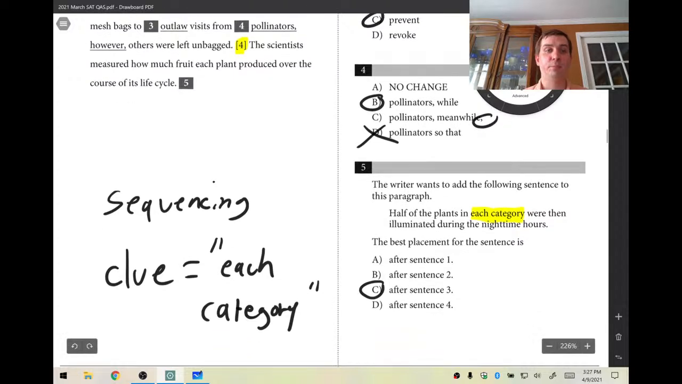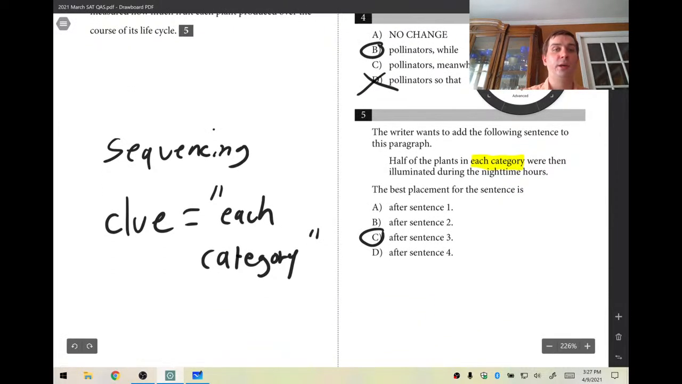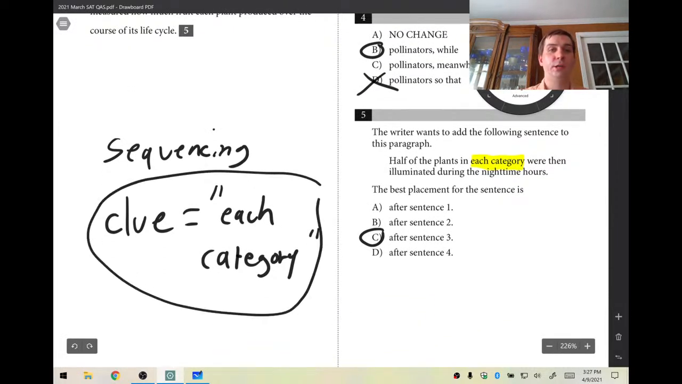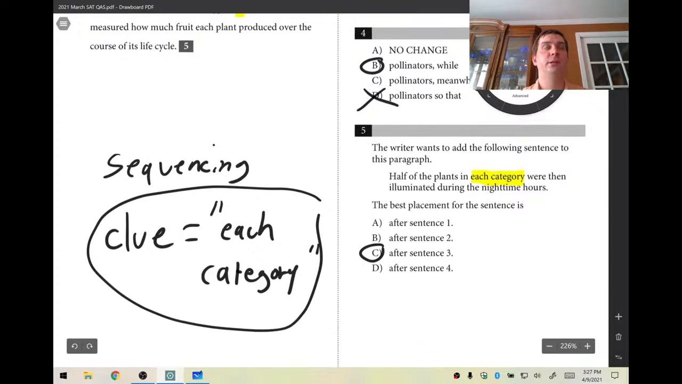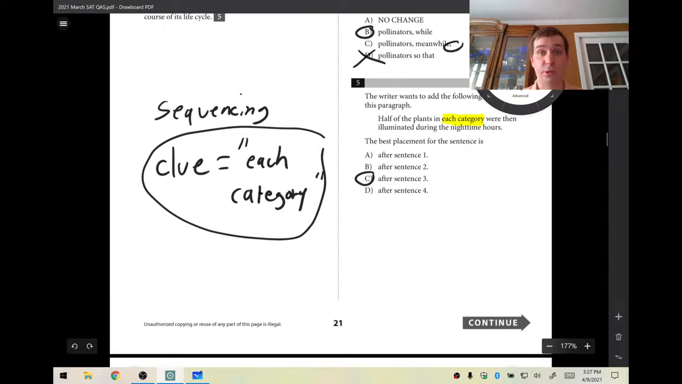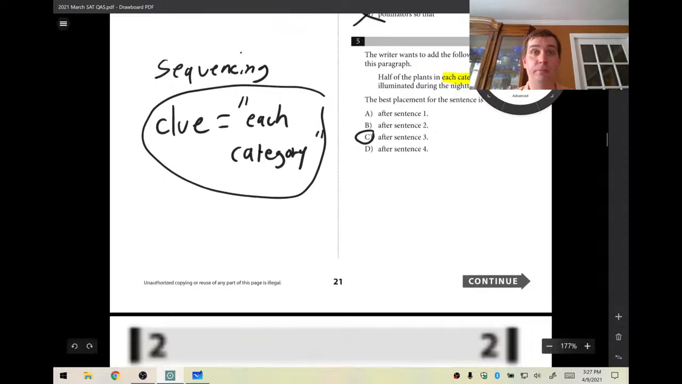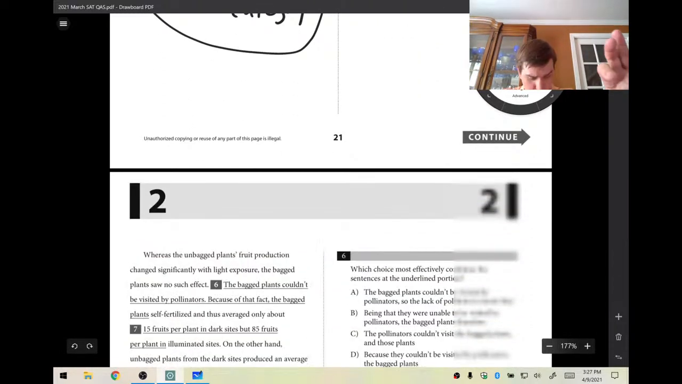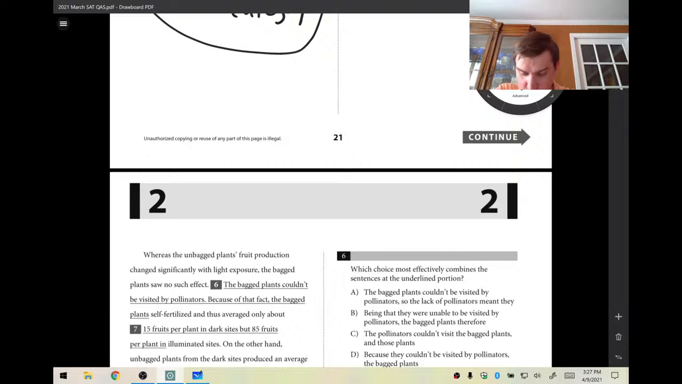After that sentence explaining the two categories, they always give you a clue for a sequencing question. The College Board has to write these questions so specific that it would be impossible to place this sentence anywhere else within the logic of the paragraph. So that's why they have to give you that clue. So that's good news for you, the test taker. Let's look at 6. Which choice most effectively combines the sentences at the underlined portion?